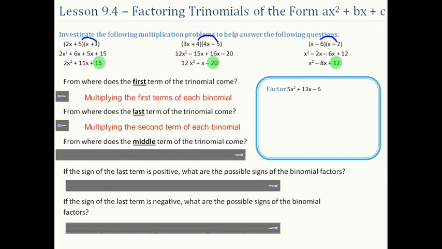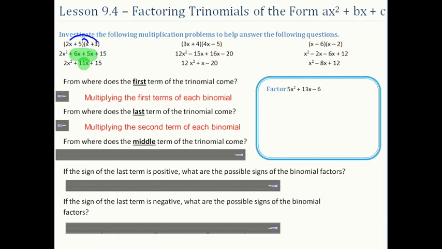And the middle term, that one's a little different. So we're looking at, where did this middle term come from? The middle term didn't just come from one multiplication, it came from two. So notice here our 11x, well, that came from 6x plus 5x. And that 6x plus 5x came from 2x times 3, and then 5 times x.